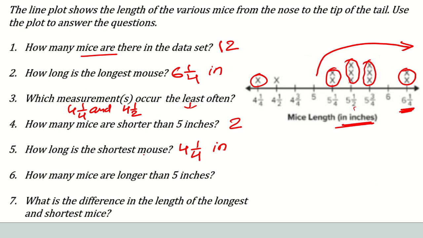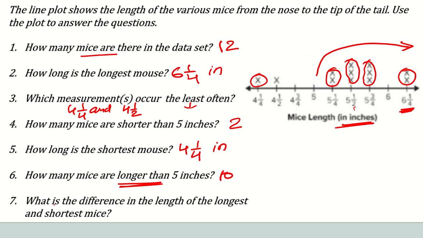Okay. How many mice are longer than 5? Yes. So, after 5 you will not count 5. See, luckily here we don't have anything on 5. But if there is, then you will not count it, because they have written longer than 5. So, longer than means 5 will not be counted. Okay. So, 2, 3, 5, 3, 8 and 2, 10.